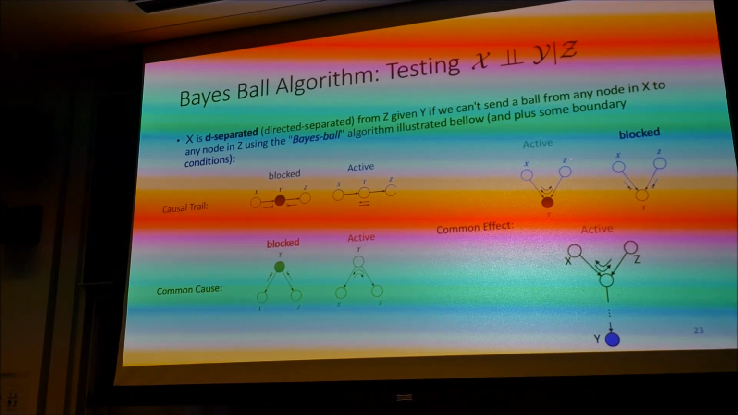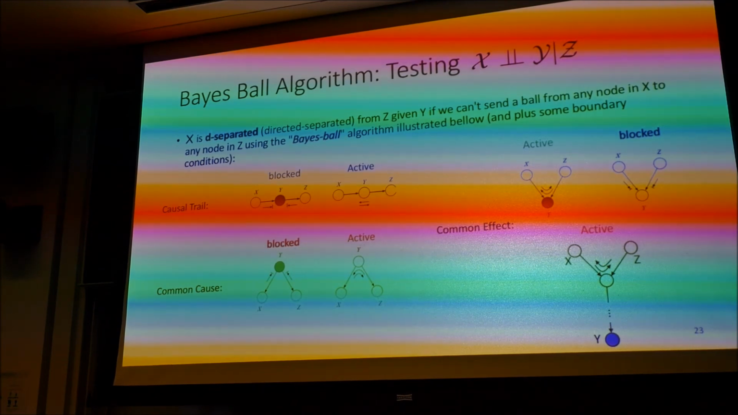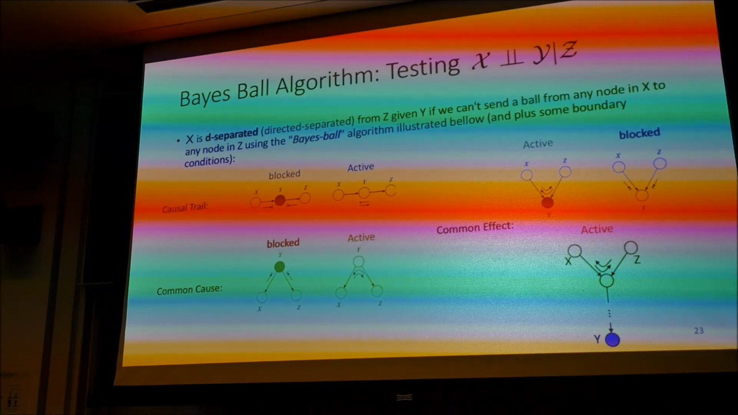So if X and Y are both parents of Z, the road is open if Z is in the subset that you're conditioning on, or that it's observed. The ball can go here, can go here. But if it's unobserved, the ball is blocked. So is for any of the descendants of these two.